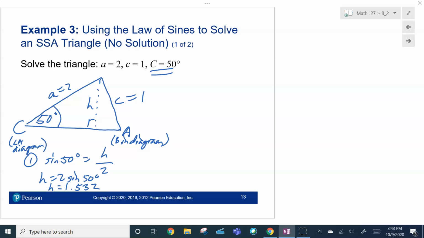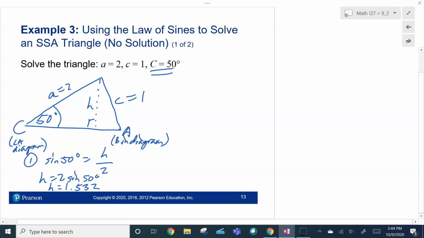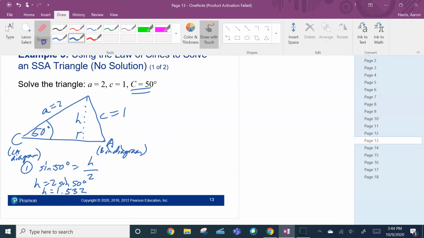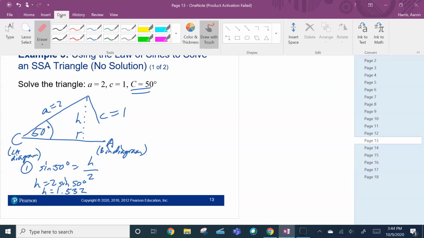Now, notice, let me come back here. A, the side opposite, this was 1. This is 1.532. So the opposite side of the given angle is less than the 1.532. So there's going to be no triangle given. In other words, when I drew this thing, if I would have been able to know this, I would have known there's no way that that can attach right there, because it's shorter than the height of the triangle.